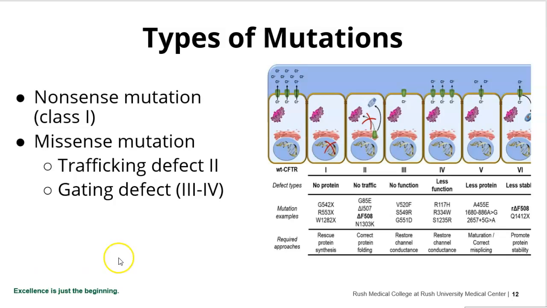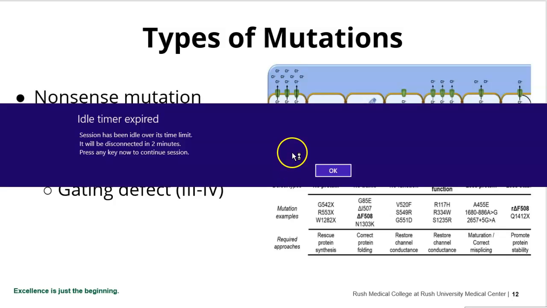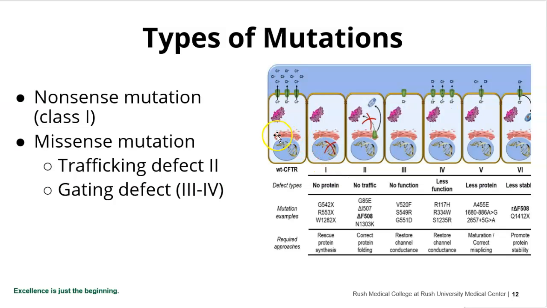Now, the other thing I want to talk about is different types of gene mutations. So, a nonsense mutation, you get no protein. What should happen is you transcribe your DNA. The transcript goes to the ribosomes and gets translated. It goes to the Golgi, and then the Golgi brings these proteins up to the cell membrane, and you transport chloride.